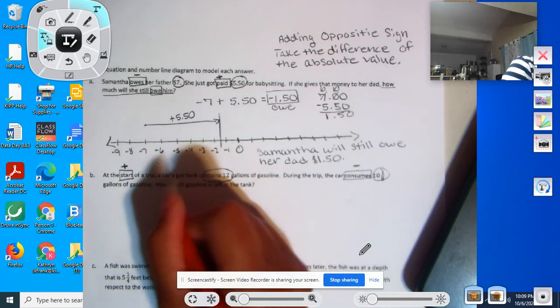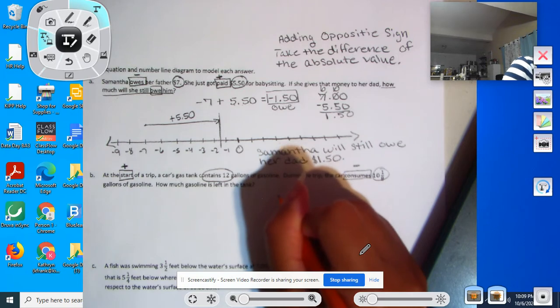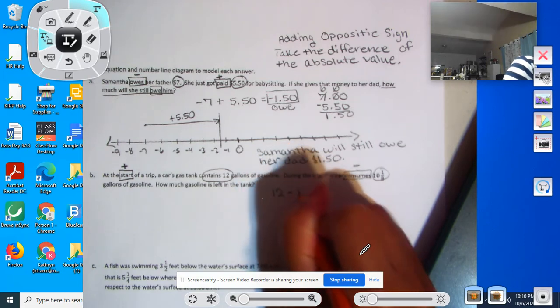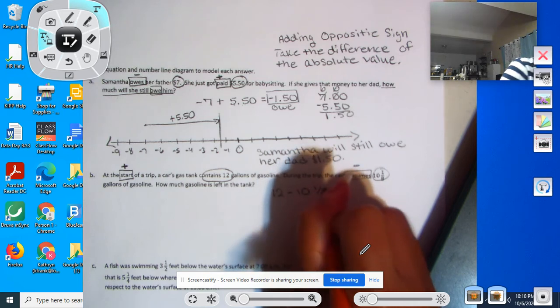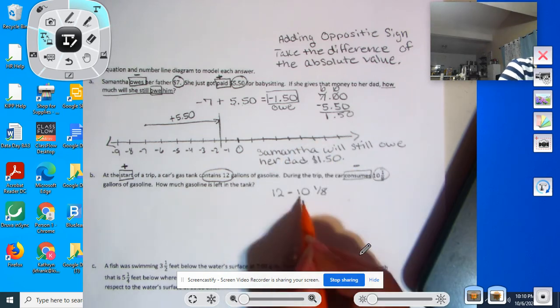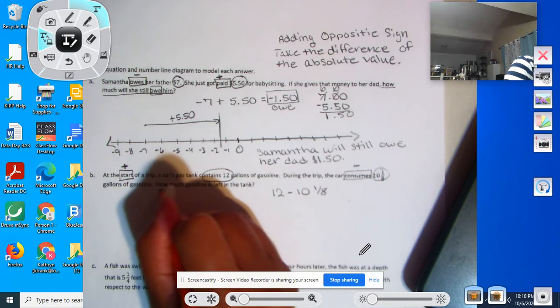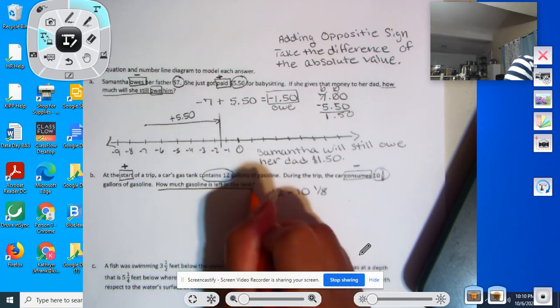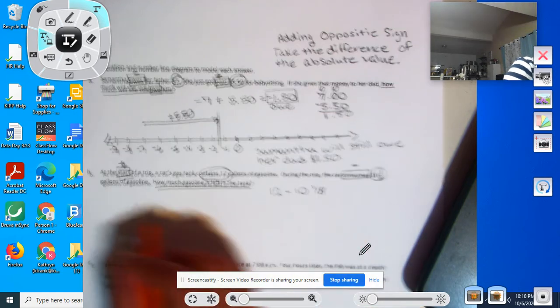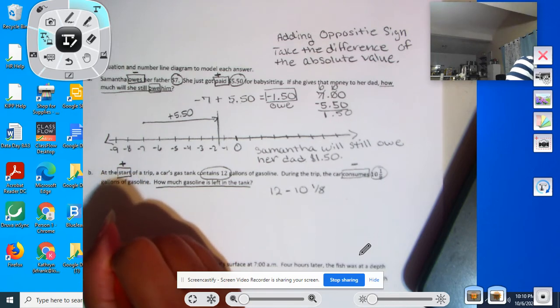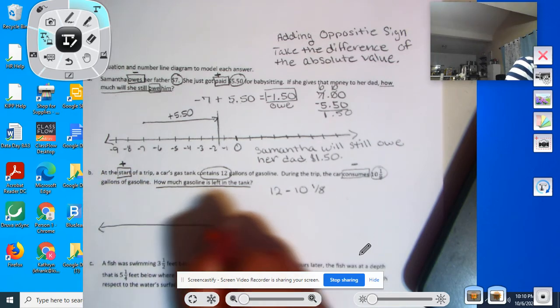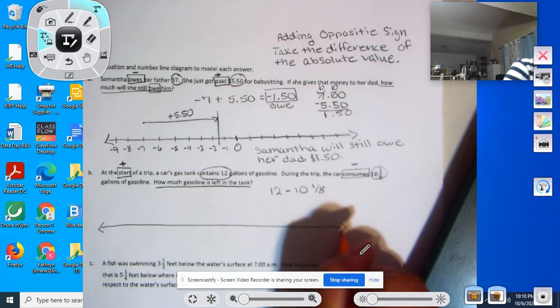So what does that look like? Well, if I had to make an equation for that, it would be 12 minus 10 and 1/8. We're going to come back to that equation because we want to find how much is left in the tank. So first, let's show this on a number line and get a general idea of what our answer should be.